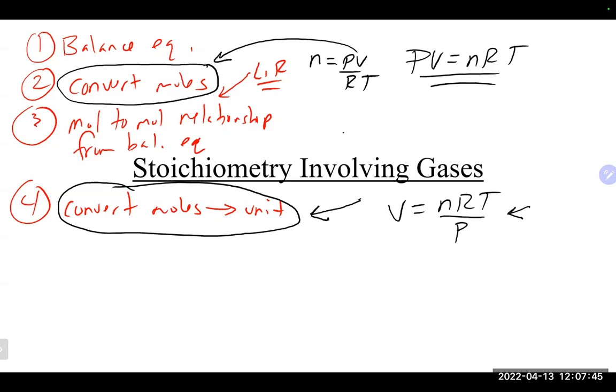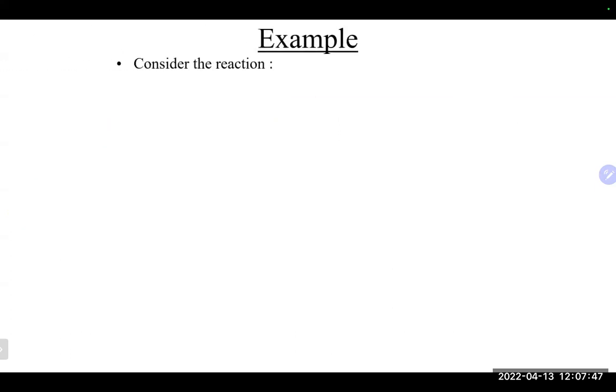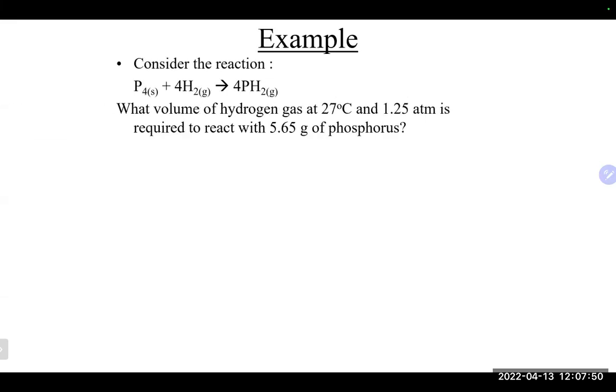So why don't we look at one here together to see how we go about this approach. If we have this reaction here, P4 plus 4H2 makes a product. What is the volume of hydrogen gas at 27 degrees Celsius and 1.25 atmospheres that is required to react with 5.65 grams of phosphorus? If we follow our stoichiometry steps, the first thing we would want is the balanced equation, which clearly here we have.